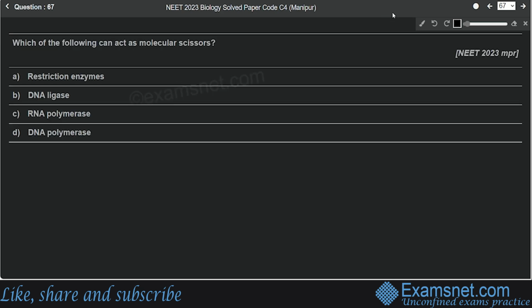Question number 67 is from the chapter Biotechnology, Principles and Processes. The question is, which of the following can act as molecular scissors? Options are restriction enzymes, DNA ligase, RNA polymerase and DNA polymerase. So this is very easy. We know that restriction enzymes are known as molecular scissors. Why? Because they recognize a specific DNA sequence in a molecule and then cut the DNA at these recognition sites, at specific locations. Therefore, they act as molecular scissors. So option A will be the correct answer.